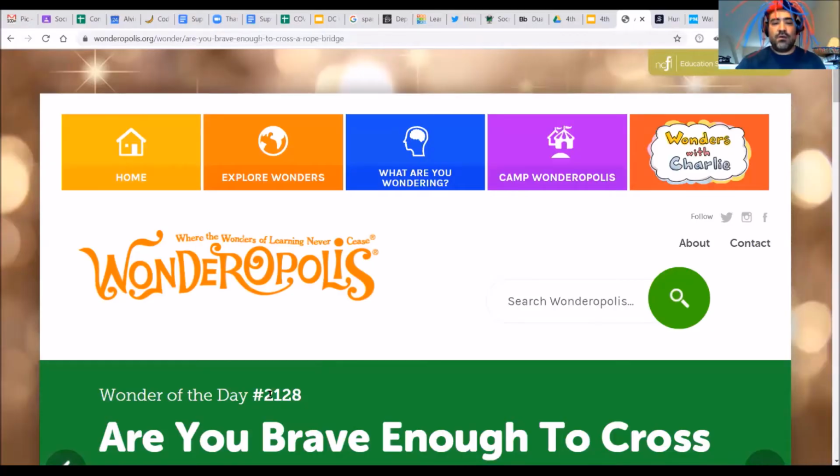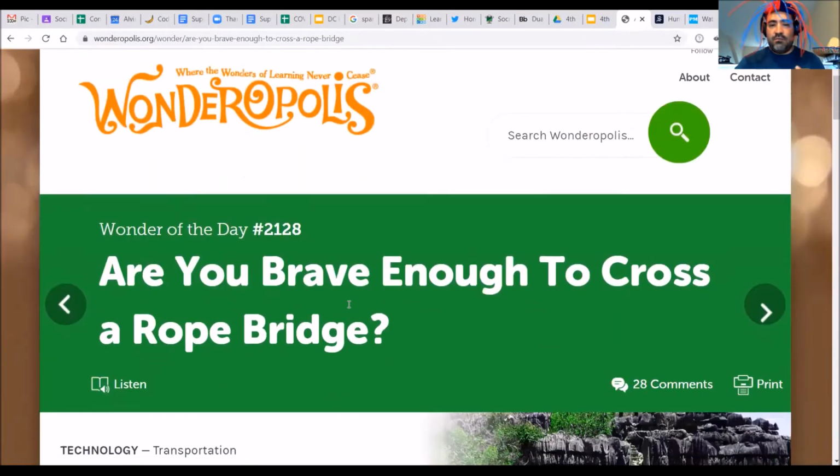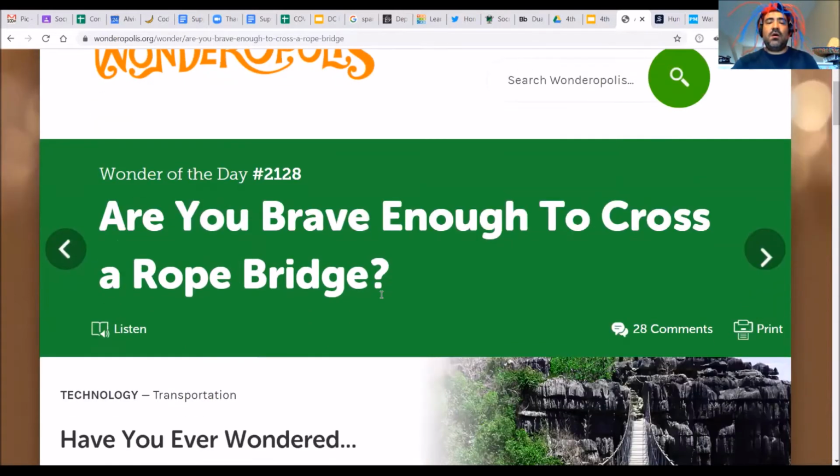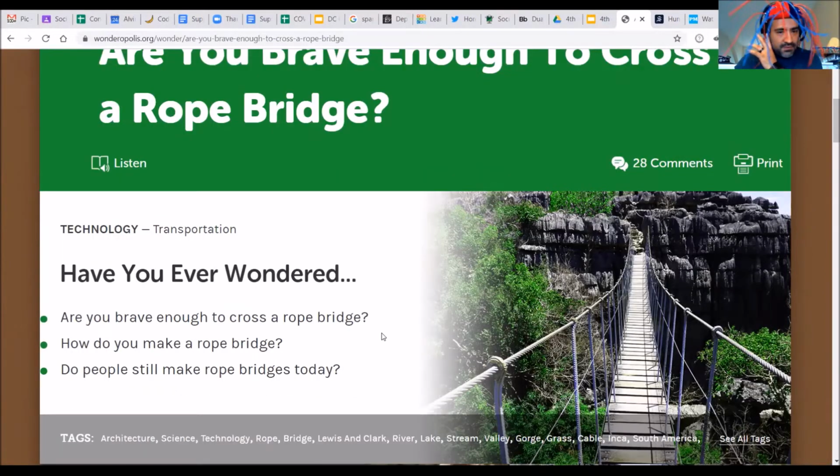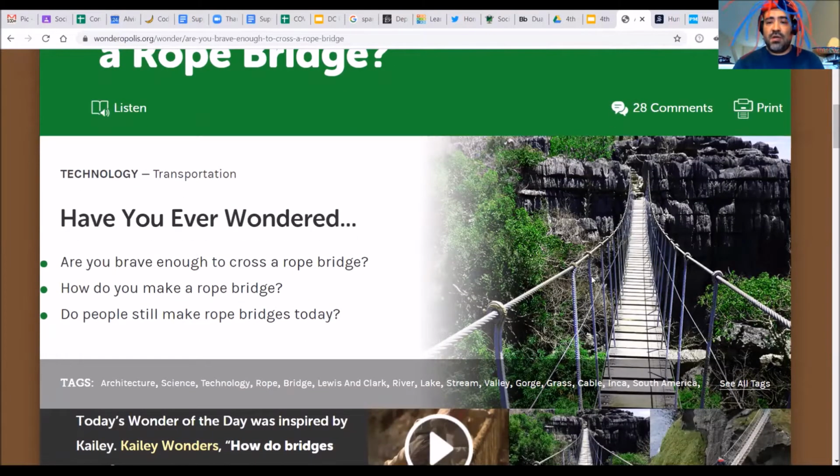Now, I do have a really neat website that I want to share with you right now. Wonder number 2128. And this is called Are You Brave Enough to Cross the Bridge? So here's a couple of the questions. Are you brave enough to cross a rope bridge? So here's a picture of a rope bridge right here. I'll show you some more in a second. How do you make a rope bridge? That's another question. And do people still make rope bridges today?